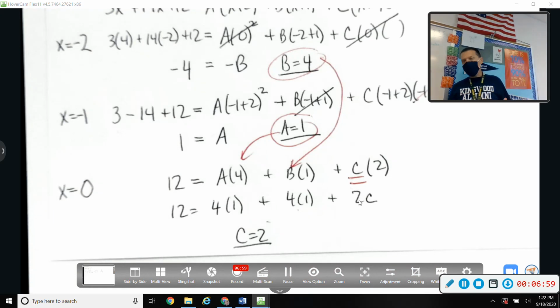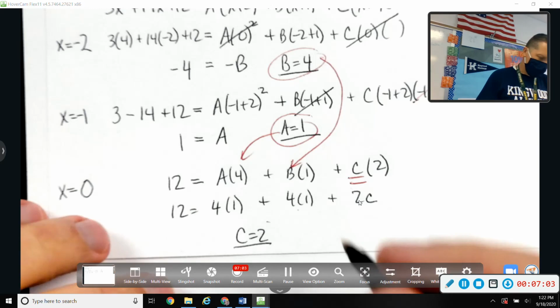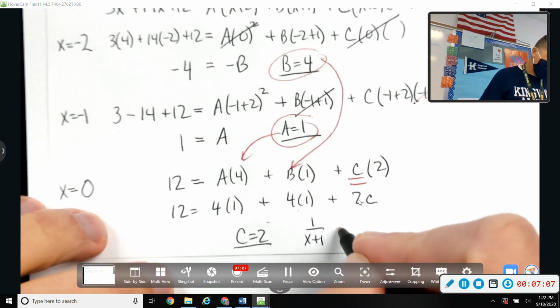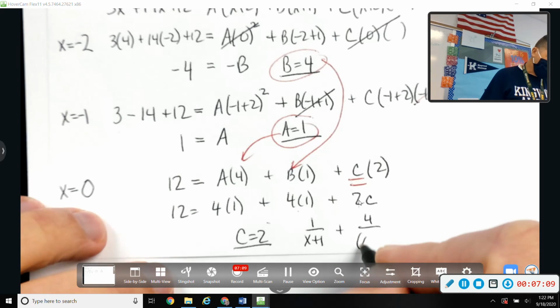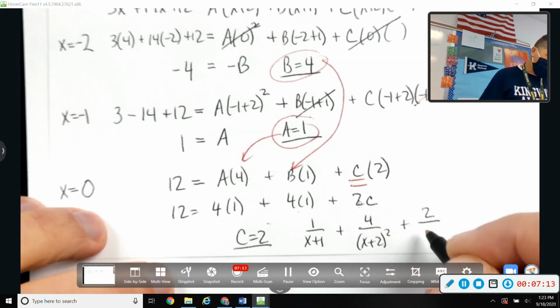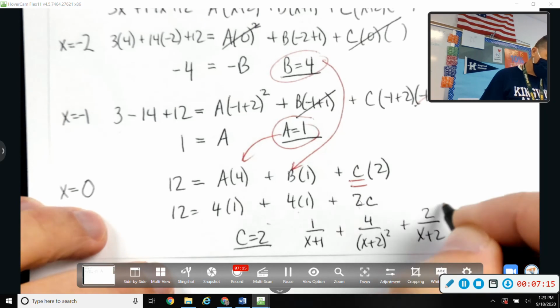Not done with the problem until you write the whole fraction, or however many fractions there are. So 1 over x plus 1 plus 4 over x plus 2 squared plus 2 over x plus 2.